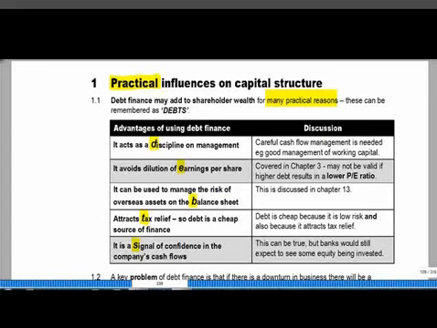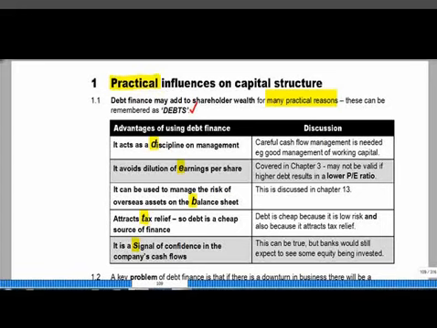In reality, there are many other points you could make as well, and like all of the little frameworks that we create in these notes, you shouldn't restrict yourself to only discussing these points if you can think of other relevant points in the exam. But let's work through these 5 practical reasons for using debt. First of all, debt acts as a discipline on management.